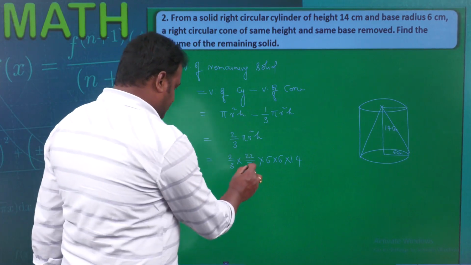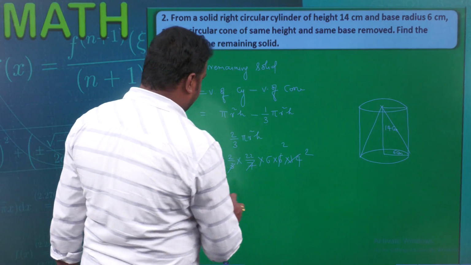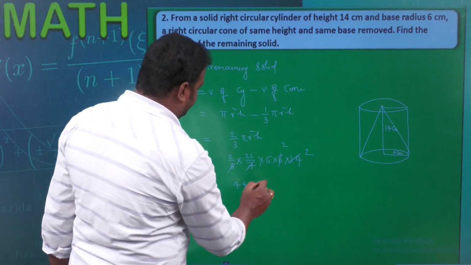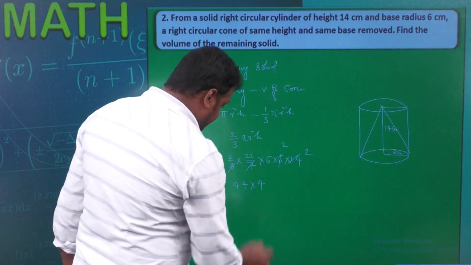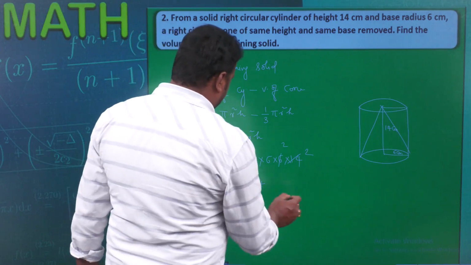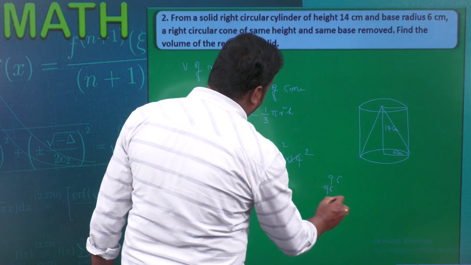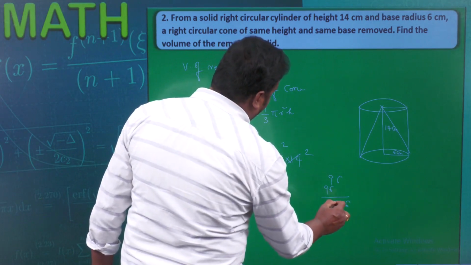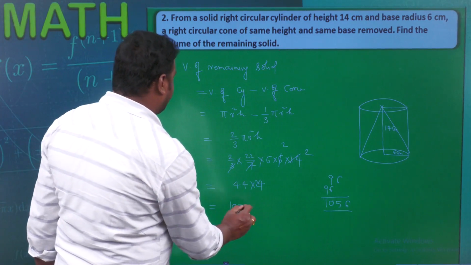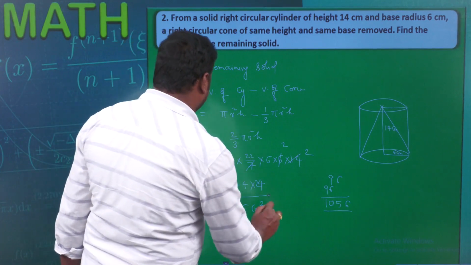Correct? So now 7 ones, 7 twos are 14, 3 ones, 3 twos are 6. Finally, we are left with 2 into 22 is equal to 44 multiplied by 2 into 2 is equal to 4. And 6 is also there, 4 6s are 24. So 24 into 44. So it is going to be 24 4s are 96, right? So 96, 6 plus 9 is 15, 1056, which is equal to 1056 centimeter cube is the remaining volume of the solid.